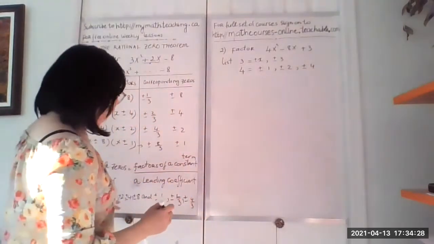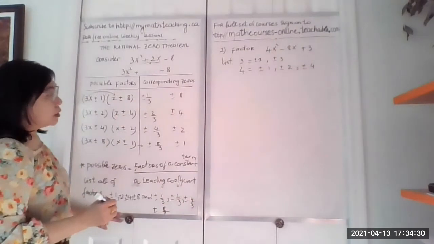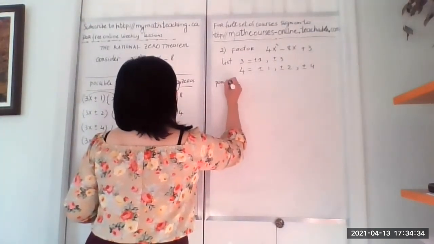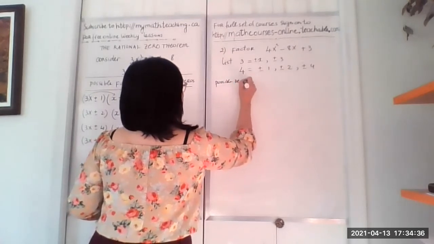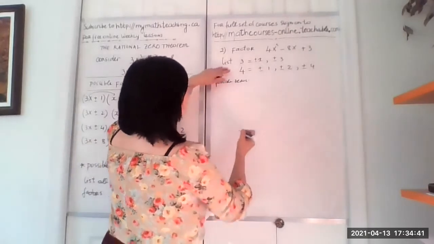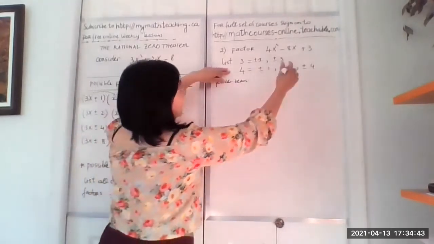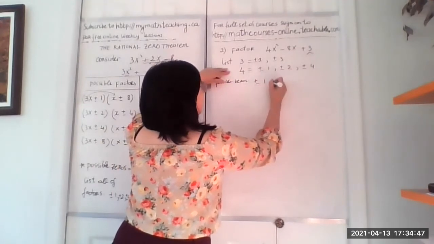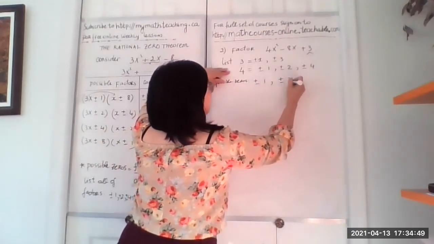So now, if I want to figure out what a possible 0 here is, I will list them, right? The possible 0s are all of the factors of the constant term, which is plus or minus 1 or plus or minus 3.